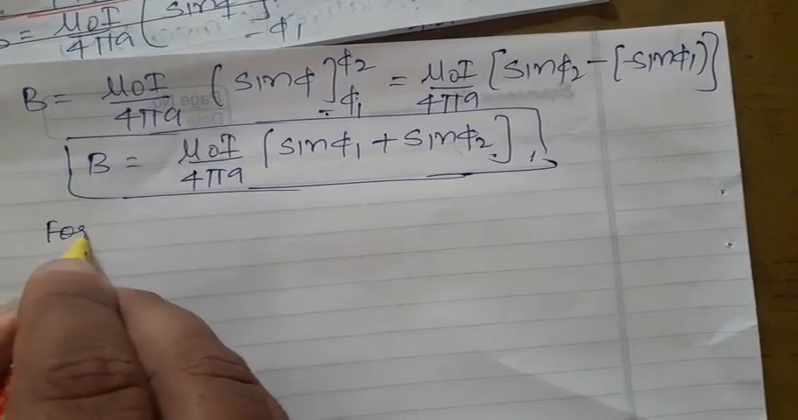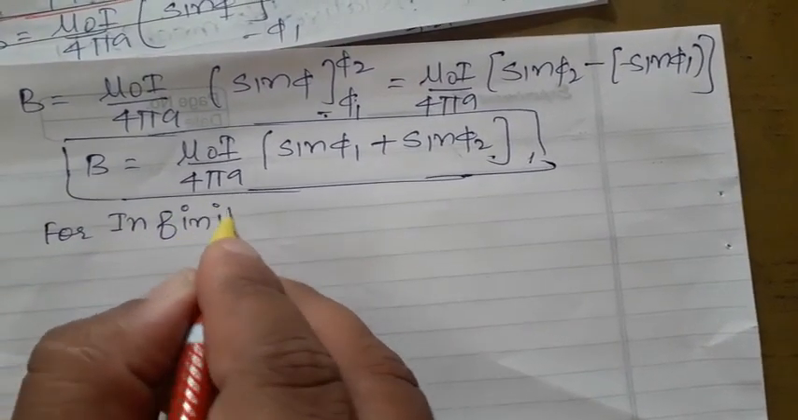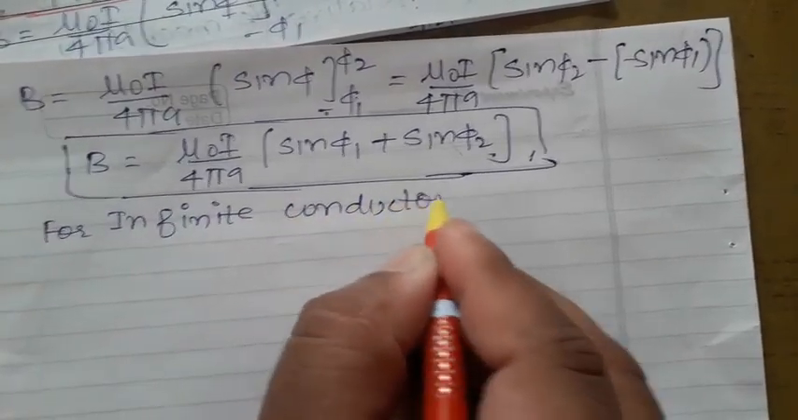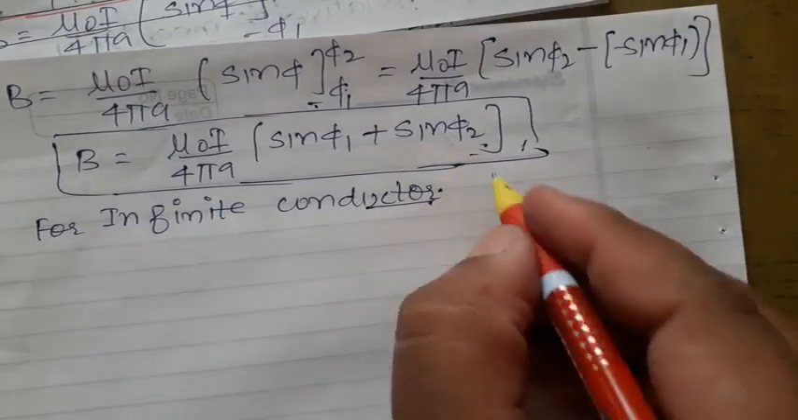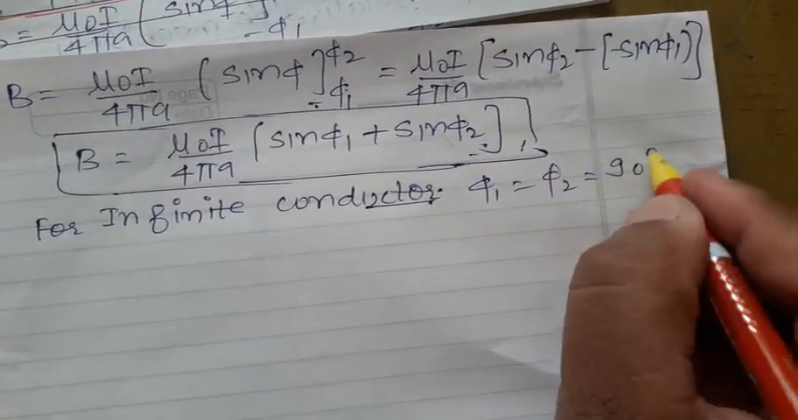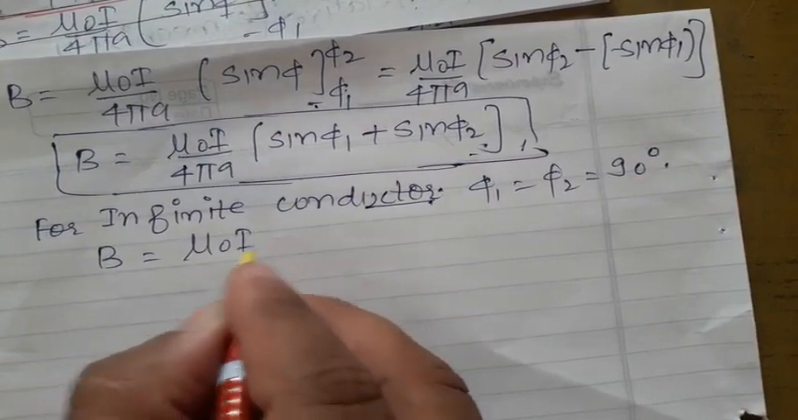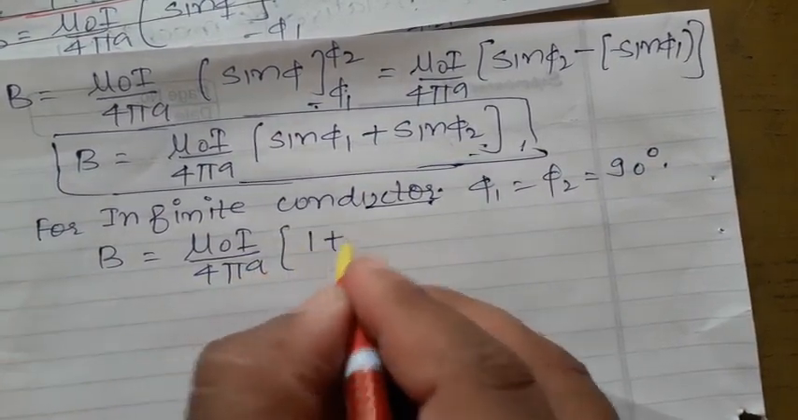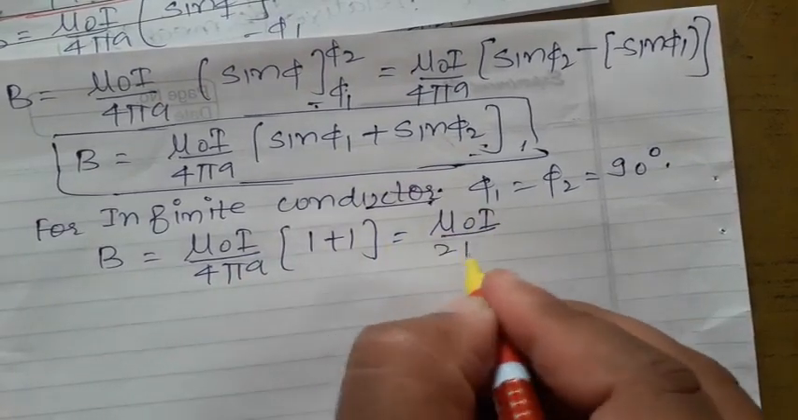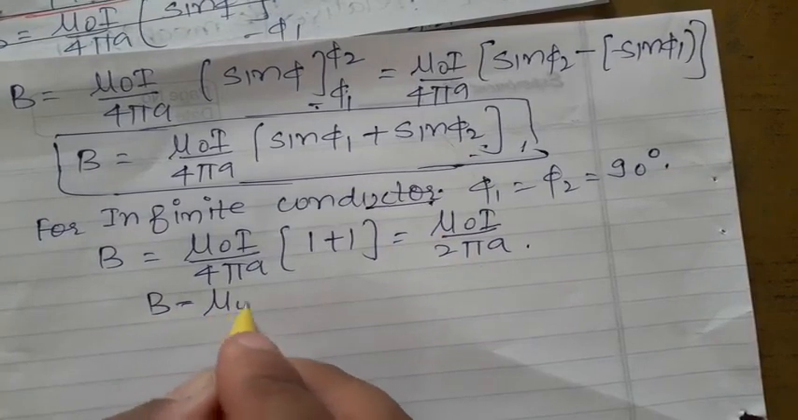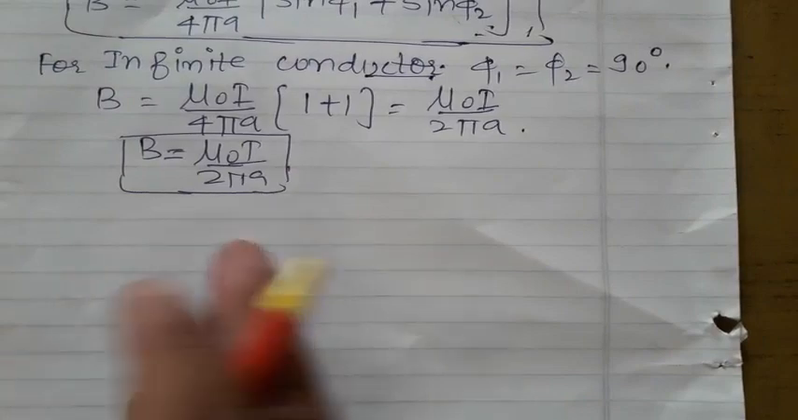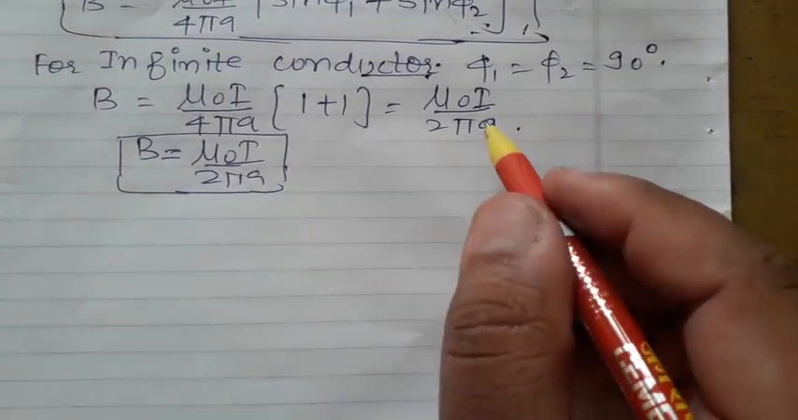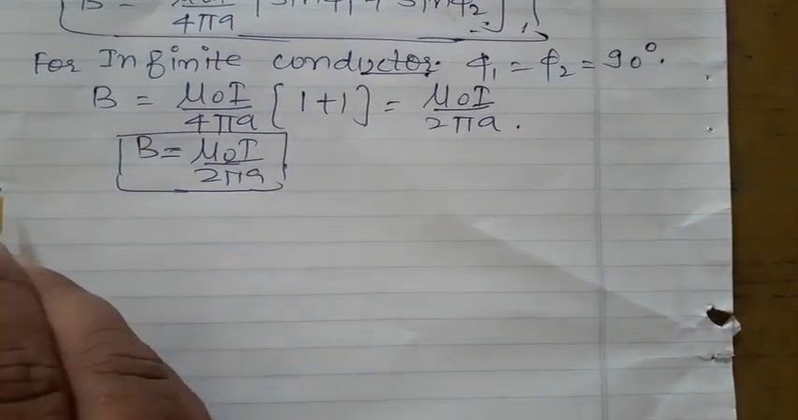Then remember, for an infinite conductor, it means my observation point is at a very large distance from that conductor, then phi 1 and phi 2 are both equal, each equal to 90 degrees. In that case it is given by mu naught upon 4 pi a, sin 90 plus sin 90, then it is mu naught I upon 2 pi a. This formula I will use in a number of numericals. Clear? If you show the graphical representation, the magnetic field again depends upon a and it will vary; you will see that soon. You can note it down from my notes.